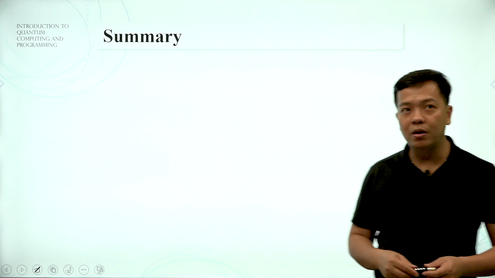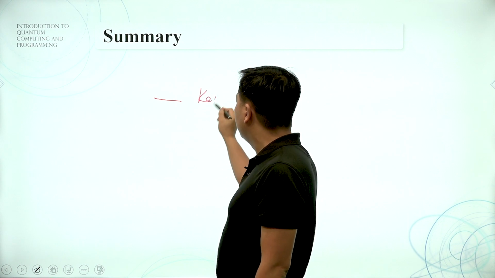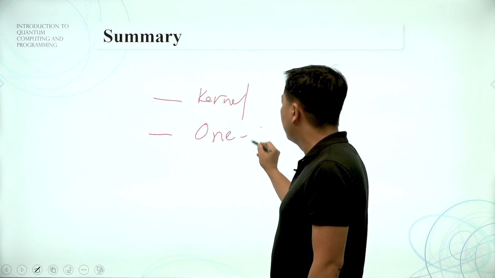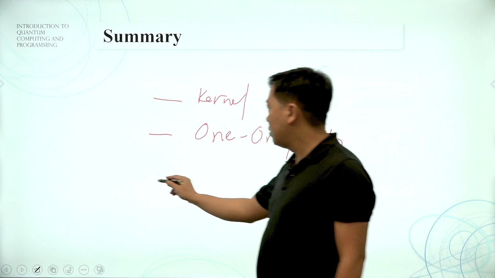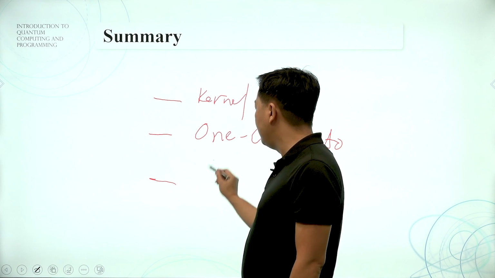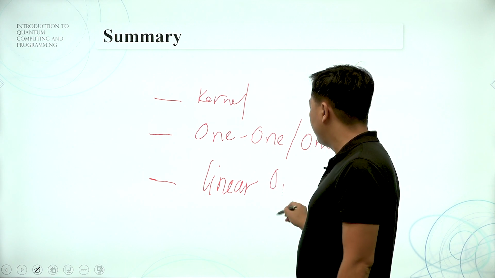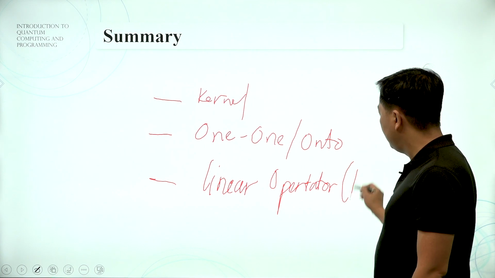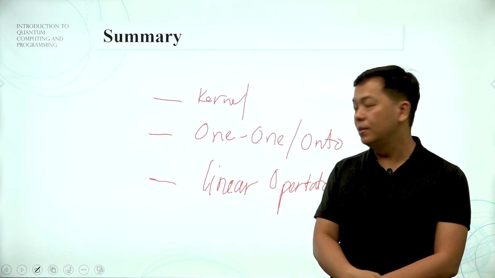So in this part we only focus on the formula called the kernel, and we have one-to-one, we have onto, and we have the final one about the linear operator T. Okay, that is the part for today's lesson.